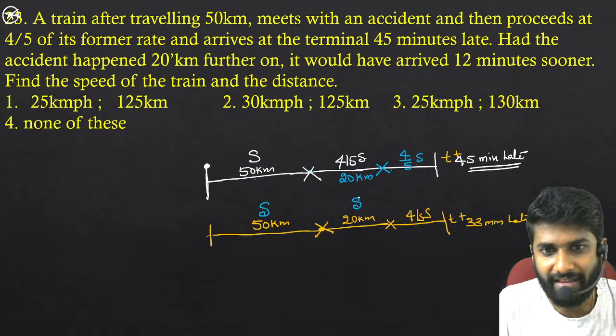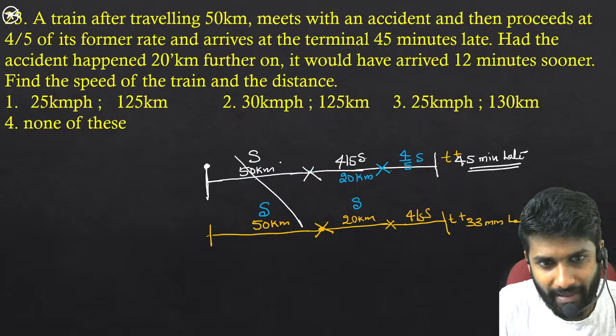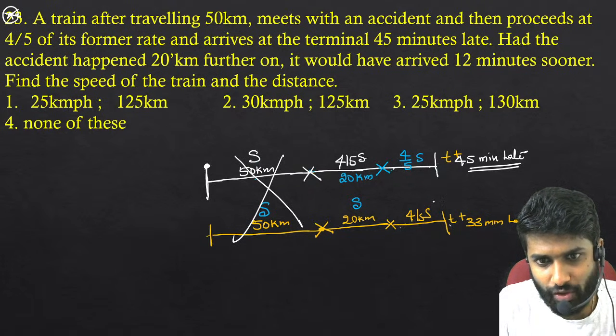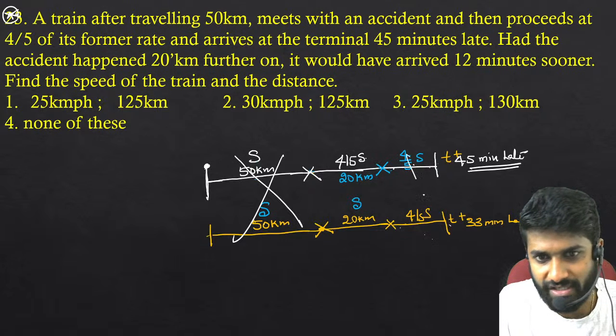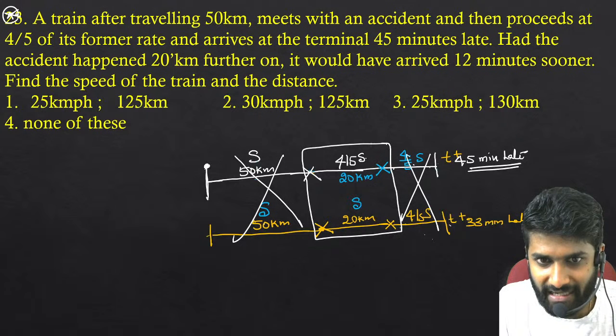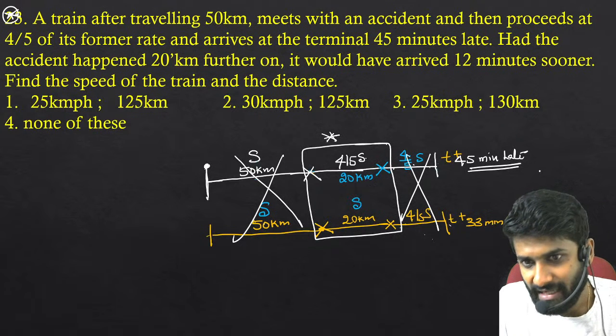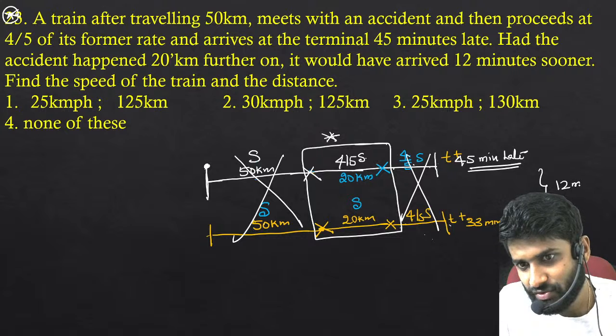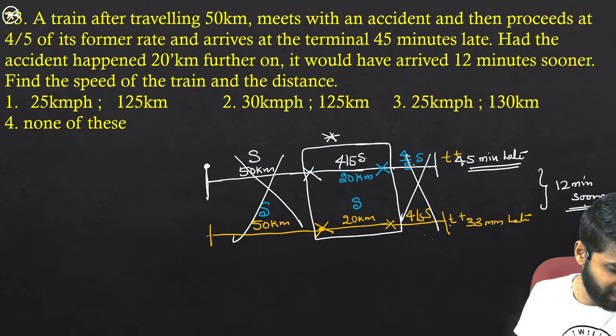Now see, for the entire information, there is no particular information here. Why? Because here constant, here constant. Here we don't know the distance, here we don't know the distance, but the information is constant. But the most important information: the train reaches 12 minutes sooner. This is the first most important observation for the entire question.